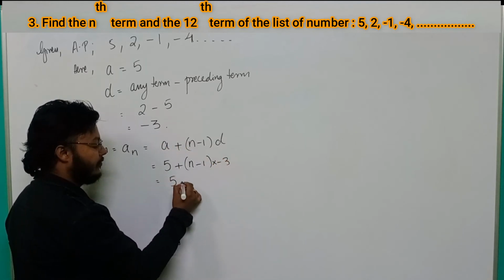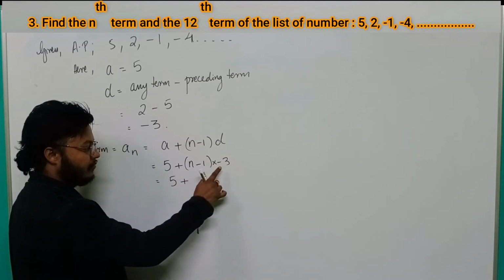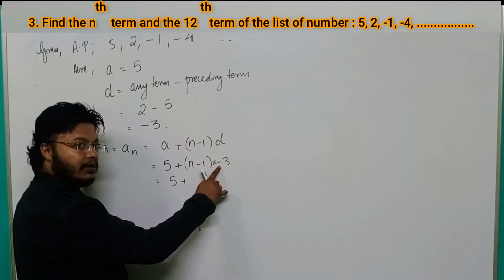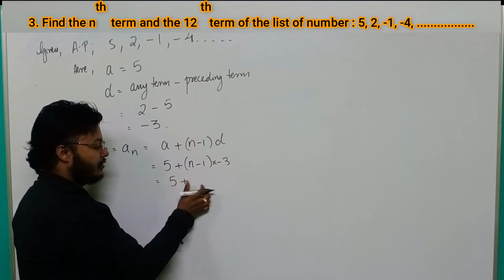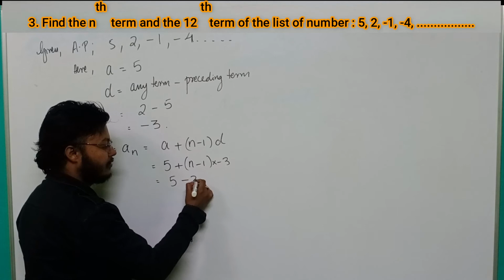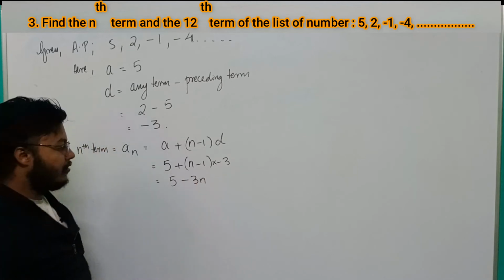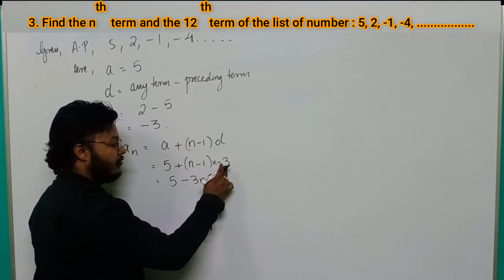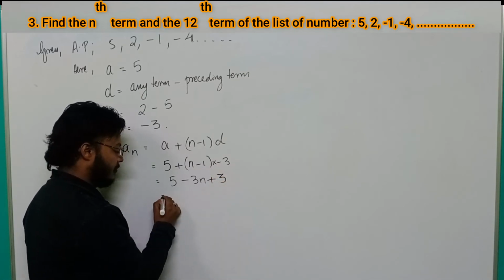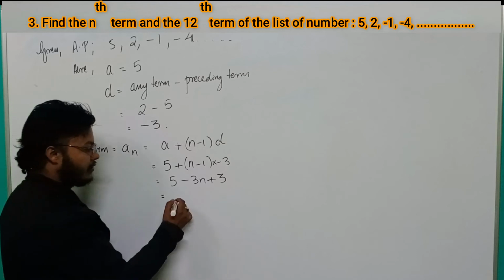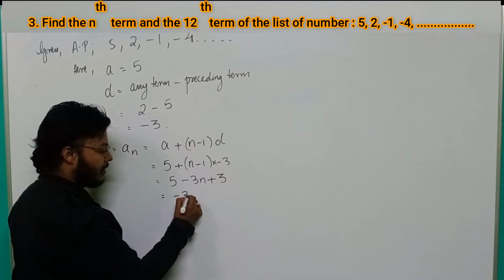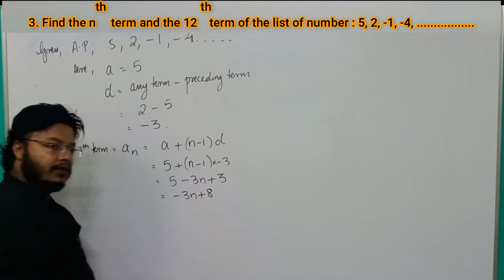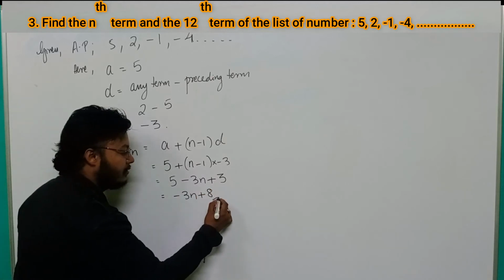Now we'll open the bracket. 5 plus, now this into this: plus into minus will be minus, 3 into n will be 3n, so this will be minus 3n. Okay, now minus into minus is plus, 1 into 3 is 3. So what I got finally? This is my minus 3n, and 5 plus 3 will be plus 8. Okay, so this is my nth term.